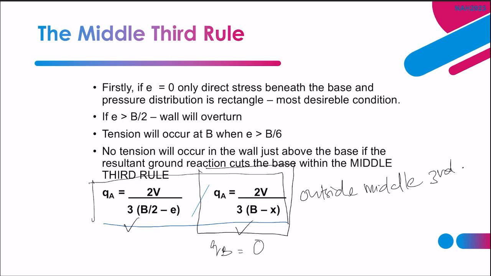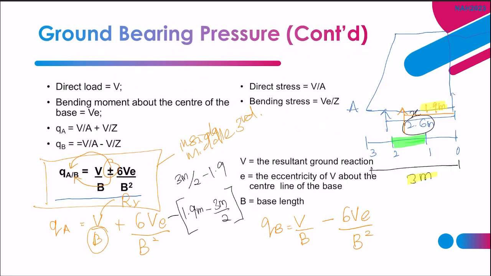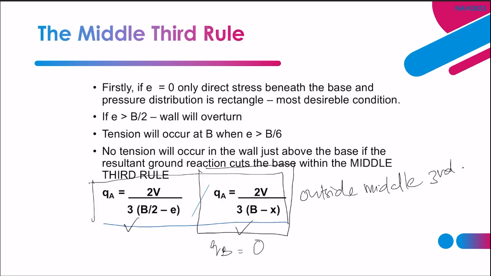If you are required to draw the pressure distribution for the ground bearing pressure, if the position of the ground reaction is inside the middle third, it will look like this. So QA will be bigger than QB. You will get some value of QA here and QB here. How about if the position of ground reaction is outside the middle third? It will look like this. Right, so that's on the ground bearing pressure.